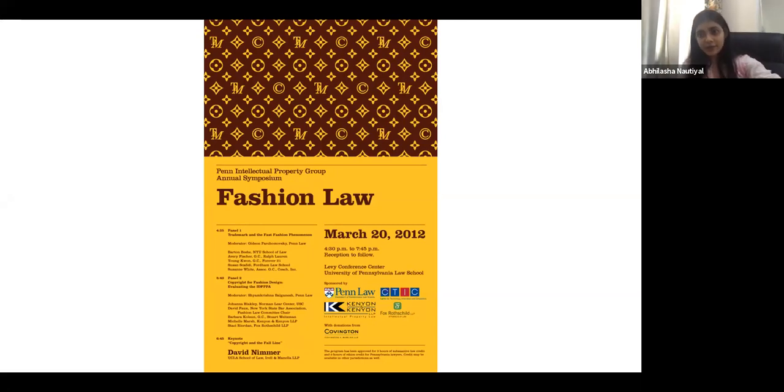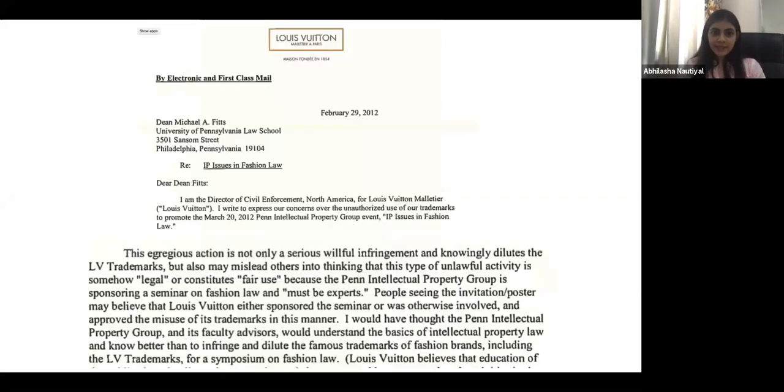So this is the cause of action. It was this pamphlet based on which a legal notice was sent, and this is an extract of the legal notice, which was sent to the University of Pennsylvania Law School by Louis Vuitton. And it said this egregious action is not only a serious willful infringement and knowingly dilutes the LV trademarks, but also may mislead others into thinking that this type of unlawful activity is somehow legal or constitutes fair use. So you can say it was fairly an aggressive tone that was attached to this letter.